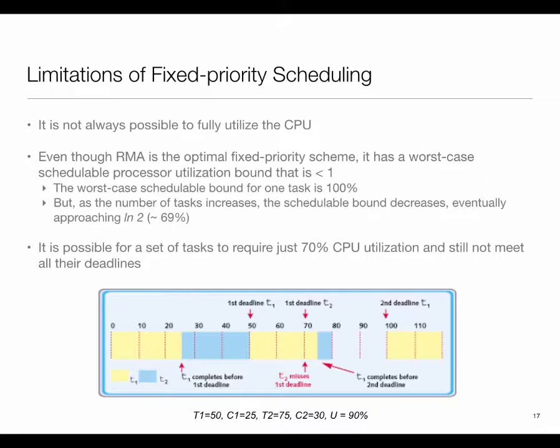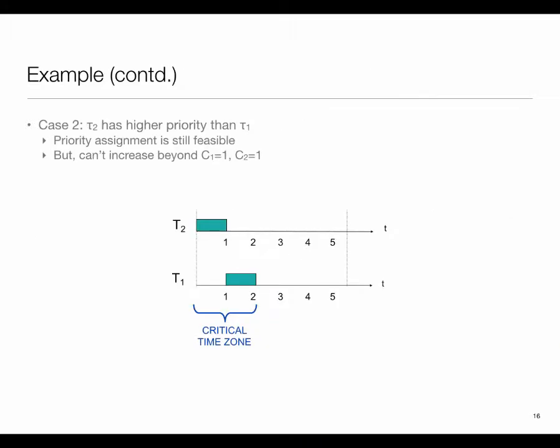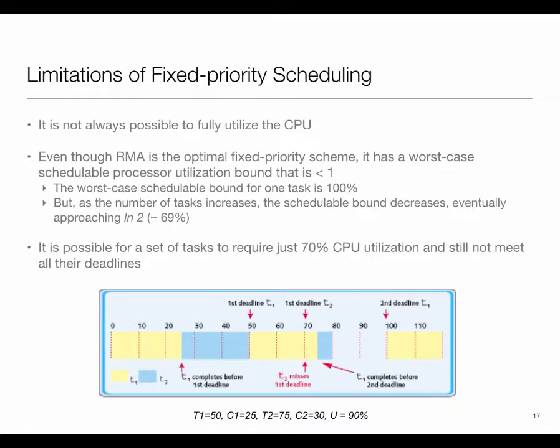So, limitations of this approach. As we can see from just the example I just presented, a limitation is that it's not always possible to fully utilize the CPU. In this particular case, even though the CPU is only 70% busy, I have just no way of exceeding that. If I increase C2 or C1 even slightly in this configuration, the system becomes non-schedulable for that particular priority assignment. So fixed priority assignment is not good in the sense that it forcibly keeps the CPU idle just so that we can meet the deadline.